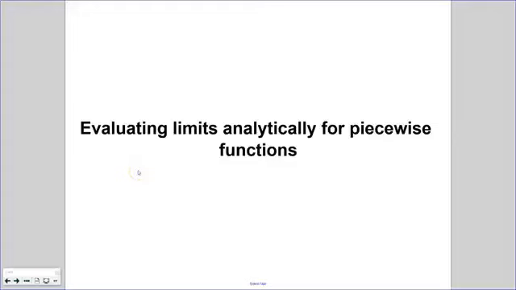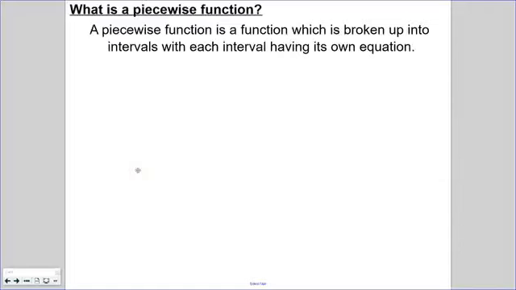Evaluating limits analytically for piecewise functions. So first, let's just review really quickly, what is a piecewise function? Well, a piecewise function is a function which is broken up into intervals, with each interval having its own equation. So let's take a look at an example of a piecewise function.